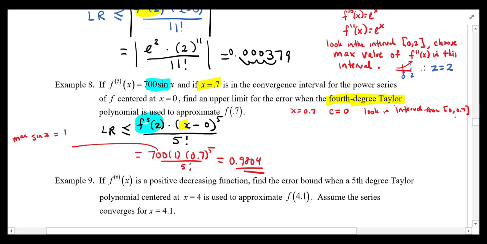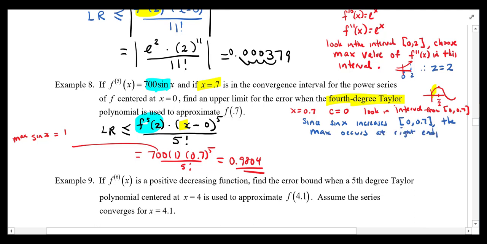And because this is the sine function, hopefully you remember what it looks like, and it reaches its maximum at pi over 2, which is about 1.57. So I know that 0 to 0.7 is on this upward trend, or increasing part, of the sine function. So therefore, where would the maximum occur? Since sine x increases in the interval from 0 to 0.7, the maximum occurs at the right endpoint.